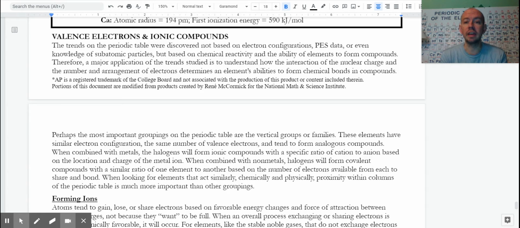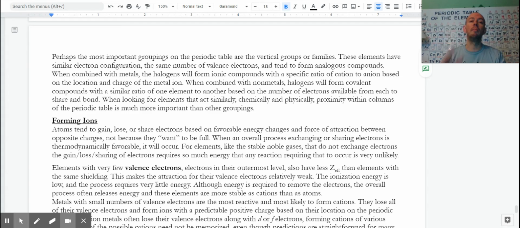So when we are thinking about these trends, it's mostly about the ability to react and the ability to form chemical bonds and compounds. That is the most important application. When we get into bonding and distinguishing between ionic, metallic, and covalent, it's important to think about these trends, Zeff and shielding again. So when we are doing that, the most important way that we can group elements is to think about vertical columns, vertical groups, vertical families.